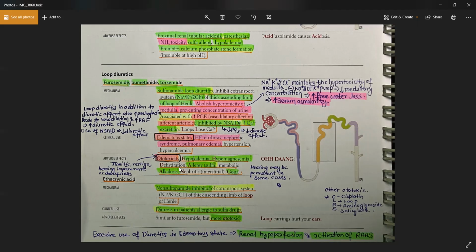Now, tell me one thing. Although you're giving the patient loop diuretics that will inhibit the reabsorption of sodium, that means the sodium must be lost in the tubules, right? If the sodium is increased in the tubules, then the delivery of sodium to the DCT will be increased. If the delivery of sodium to the DCT is increased, then why am I having activation of RAS?